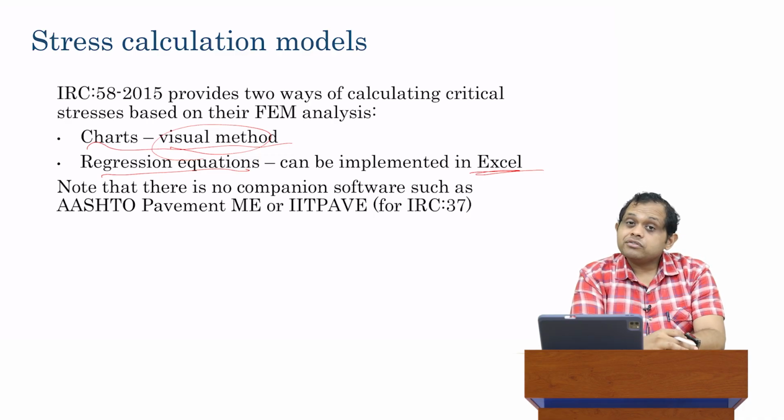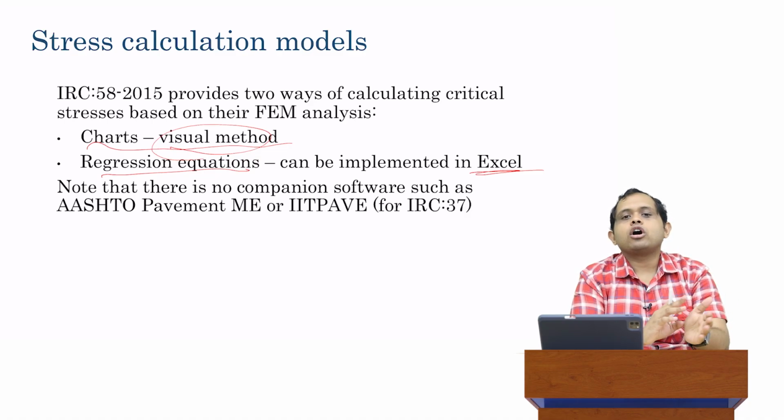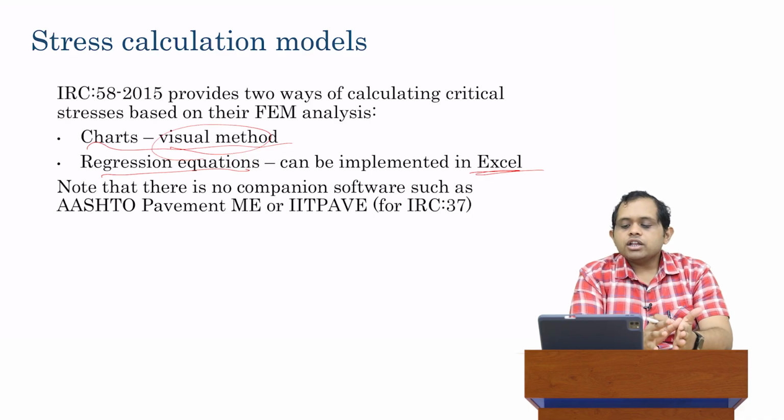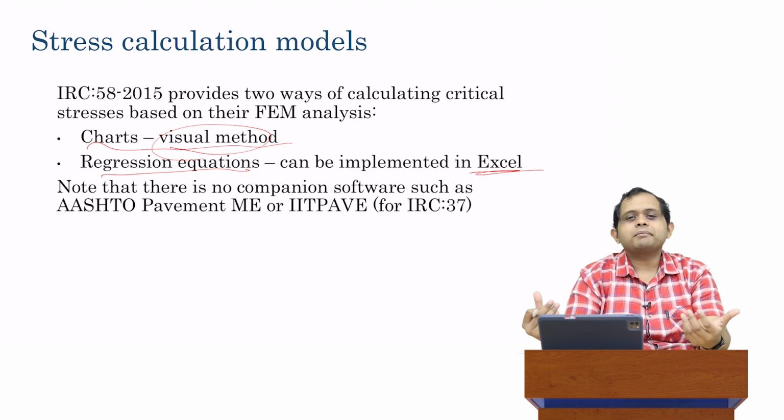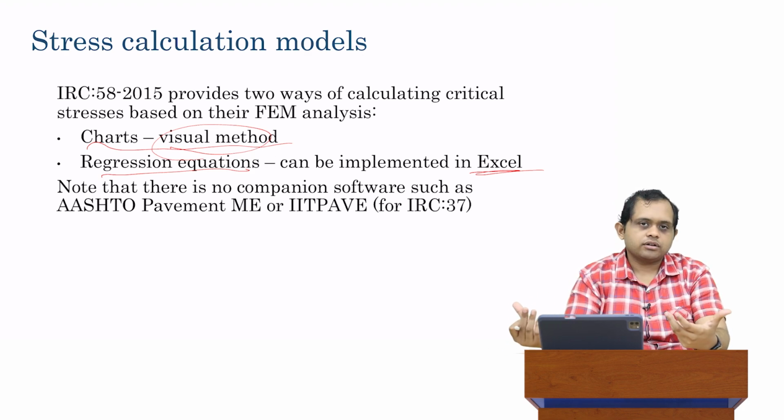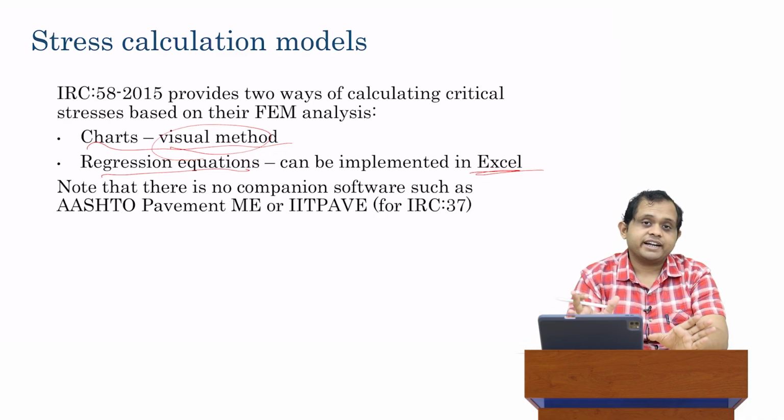This is not very different from what MEPDG does. Recall, MEPDG uses ISLAB as the FEM program, but then they develop a neural network on top of it. The neural network can be considered a very large non-parametric regression. Instead of doing that, what IRC 58 does is they just created a lower order, more parametric regression. So both MEPDG as well as IRC 58 are using some type of surrogate modeling or some type of regression model to reduce the amount of computations and to avoid having to do a full-blown finite element analysis.